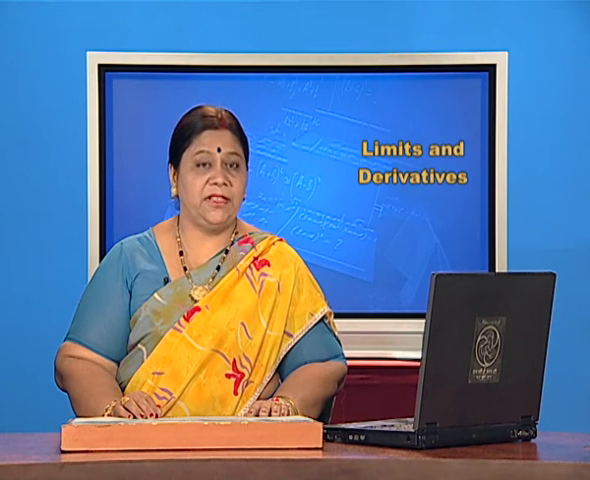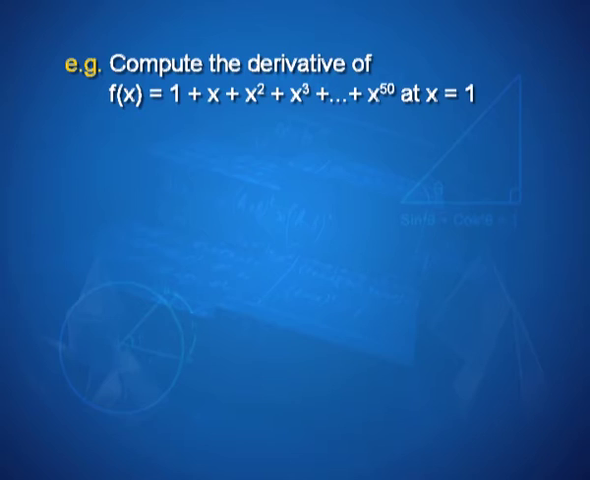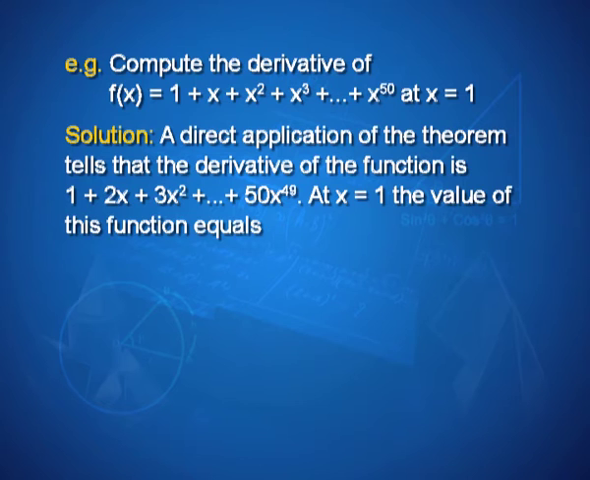Now, let us solve some examples to understand this. Compute the derivative of f of x is equal to 1 plus x square plus x cube plus so on plus x raised to 50 at x is equal to 1. For the solution, a direct application of the theorem tells us that the derivative of the function is 1 plus 2x plus 3x square plus so on plus 50 into x to the power 49.